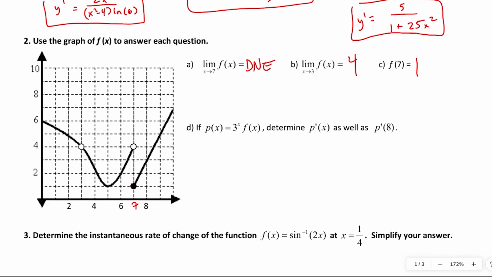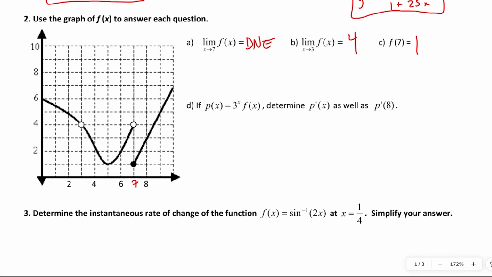Part D says that p is defined as 3 to the x times f of x. Determine the derivative of p and then evaluate it at a. In other words, find the instantaneous rate of change of function p at x equals 8. In order to differentiate this, we're going to have to use the product rule. So it's going to be f prime g plus fg prime.